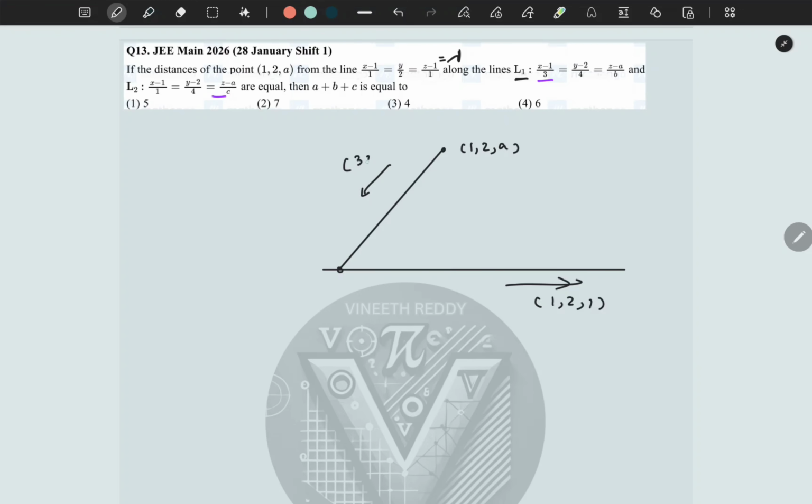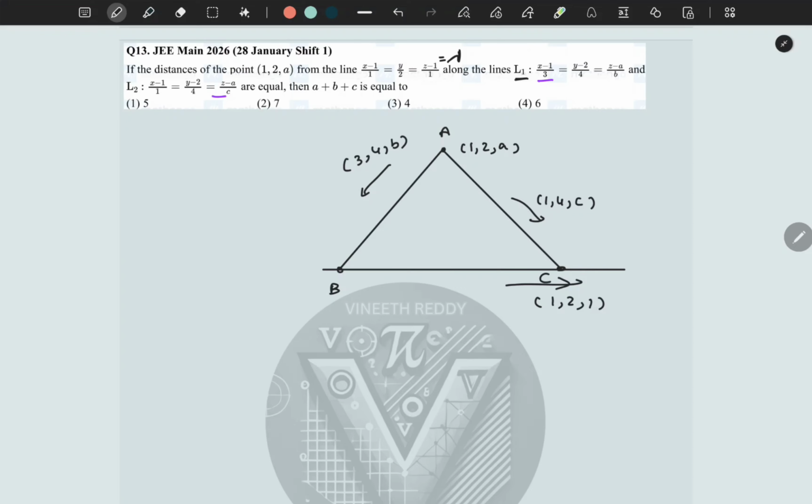that means the direction ratios of this line will be 3 comma 4 comma b, and along the line L2 direction ratios of L2 are 1 comma 4 comma c. Now let us say this is point A, this is point B, this is point C. Right? So he is telling that AB is equal to AC.